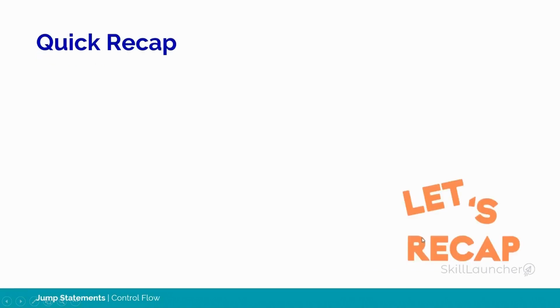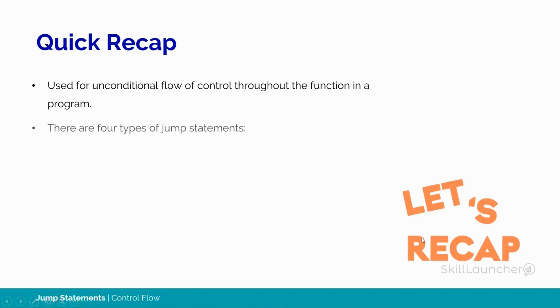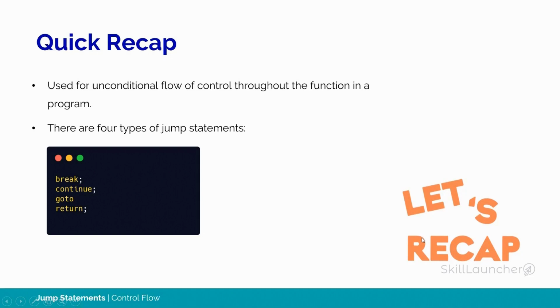Now let us have a quick recap about jump statements. Jump statements are used for unconditional flow of control throughout the function in a program. There are 4 types of jump statements as follows: break, continue, go to, and return. Break and continue are usually used within the loops to stop the further iterations or to skip a certain iteration. Go to is used to jump from one label to another label. Return is used to terminate the function.